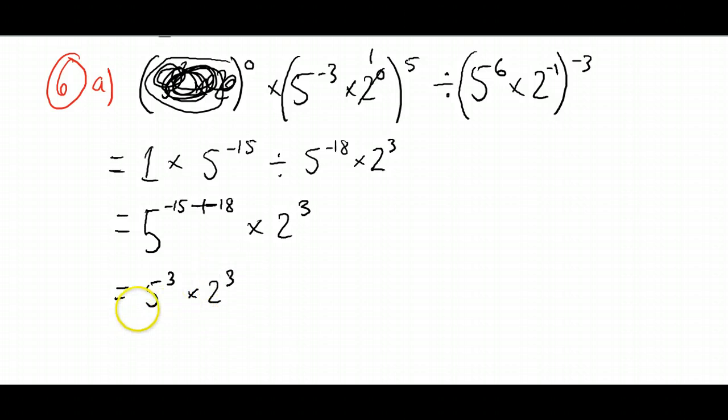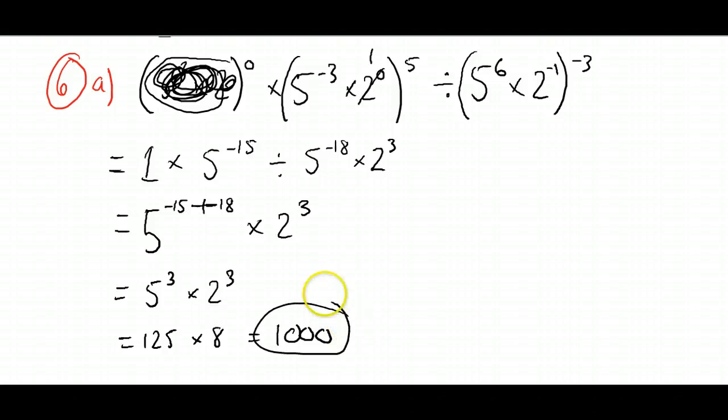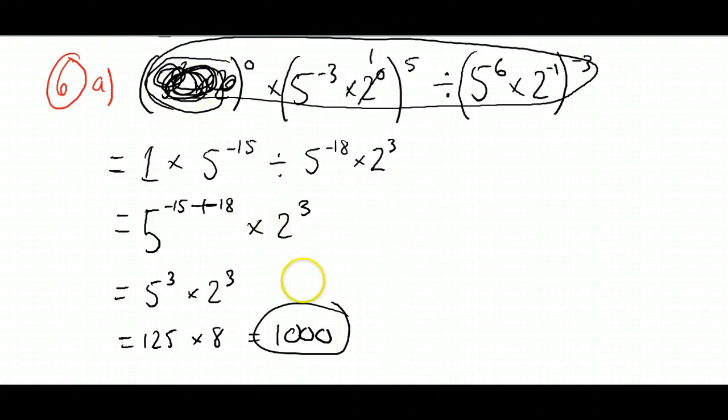5 times 5 times 5 is 125, and 2 times 2 times 2 is 8. So 125 times 8, that turns out to be 1,000. So isn't it funny? All that complicated stuff reduces to this nice simple round number.